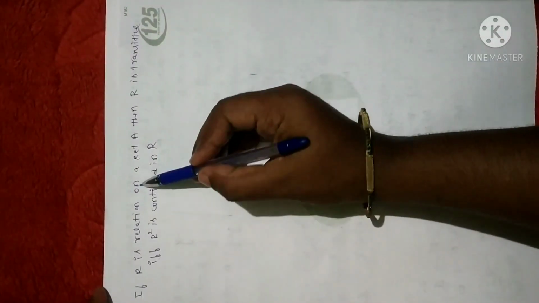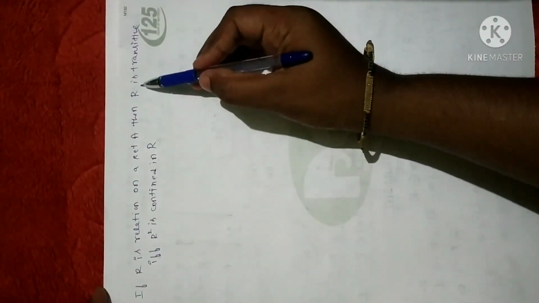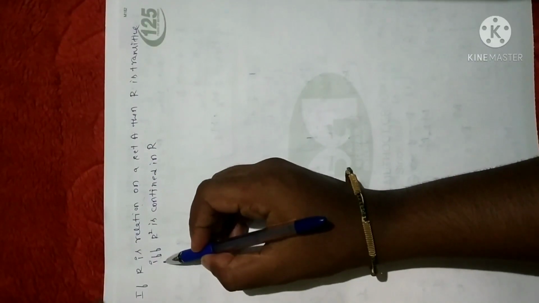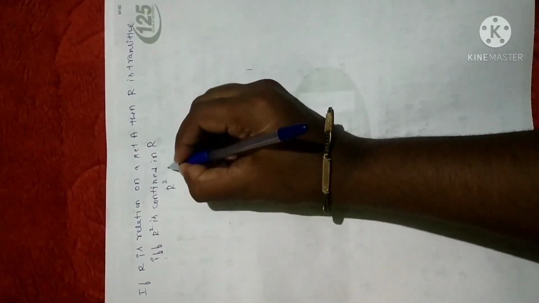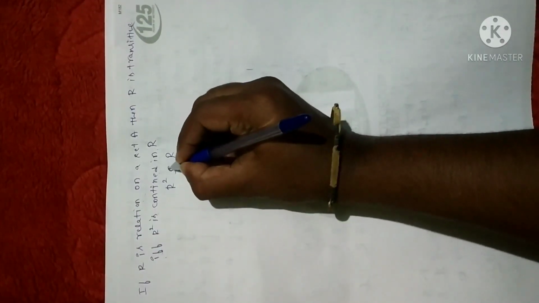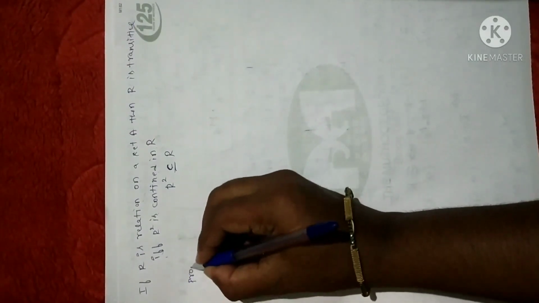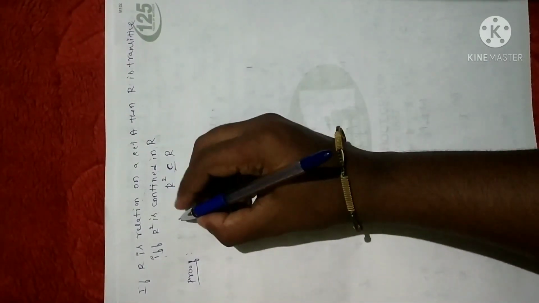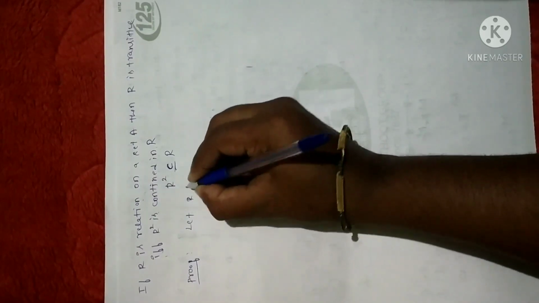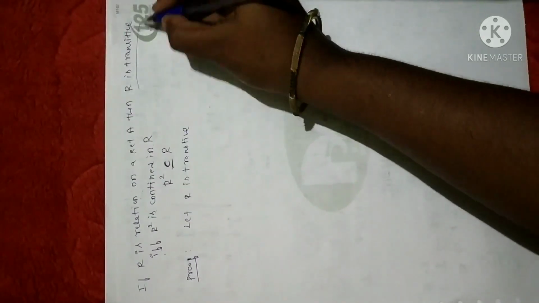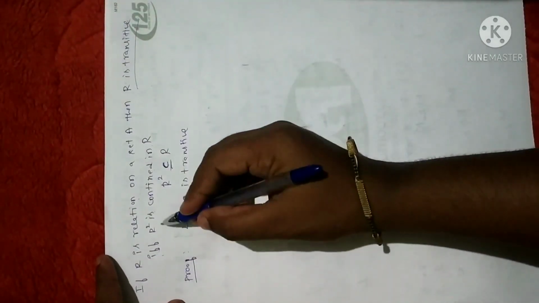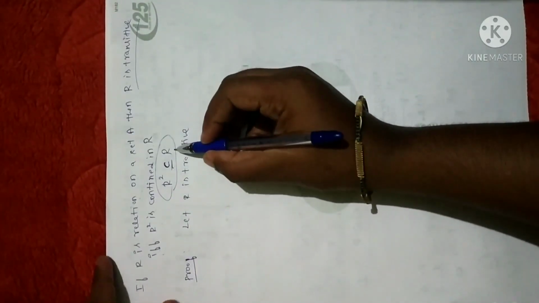Now coming to the second theorem, if R is a relation on a set A, then R is transitive if and only if R square is contained in R. Meaning is R square is contained in R. Contained in the sense subset of R. Now let me prove. First let me take R is transitive. So I have taken R as transitive. I have to prove that R square is subset of R.